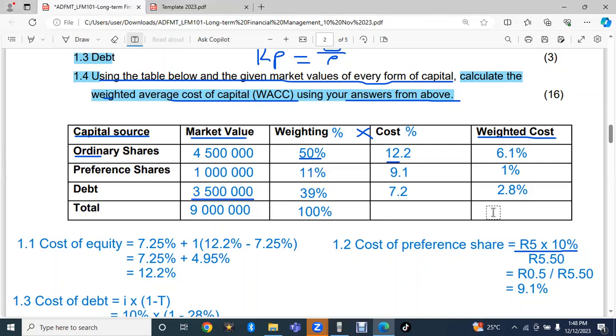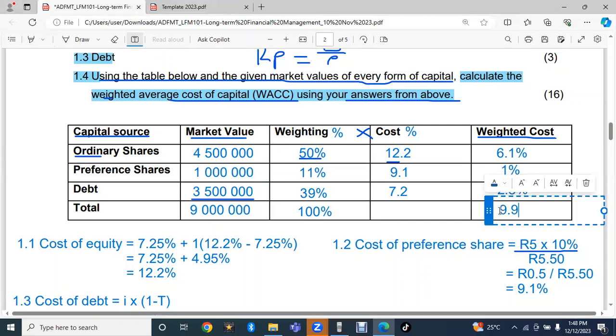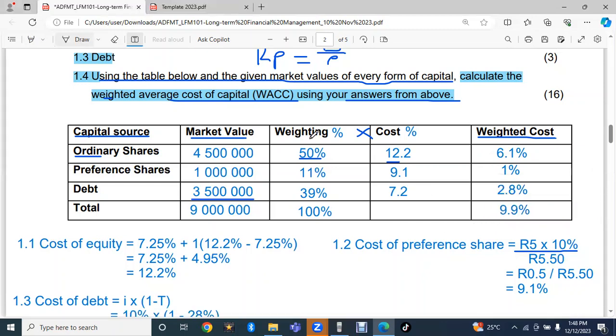Now we're going to add all three so that we get the required weighted average cost of capital. So 6.1 plus 1% plus 2.8%. I'm getting 9.9%. So this is our weighted average cost of capital. By so doing, you have earned yourself 25 marks.